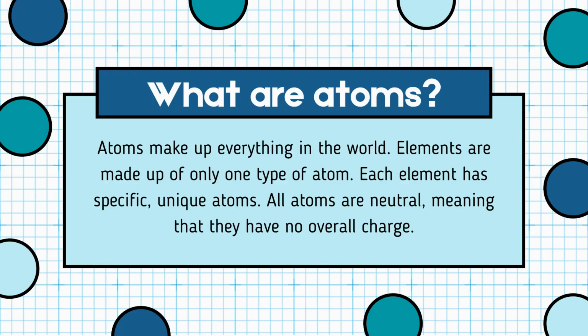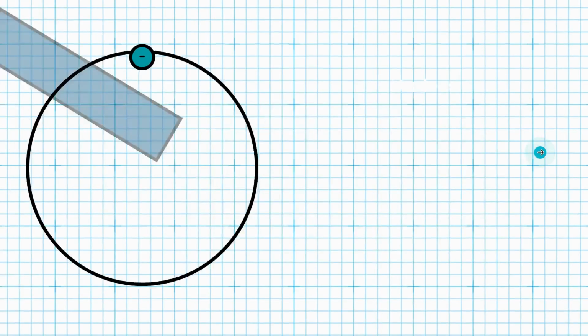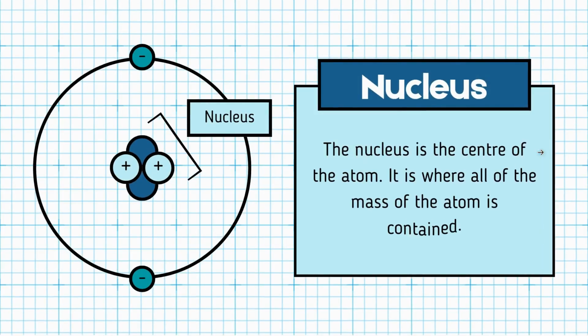Atoms make up everything in the world. Elements are made up of only one type of atom. Each element has a specific unique atom structure which is neutral, meaning that they have no overall charge. Basically, something else we usually say about an atom is the smallest particle of an element that takes part in a chemical reaction. Now let's talk about the structure of an atom.